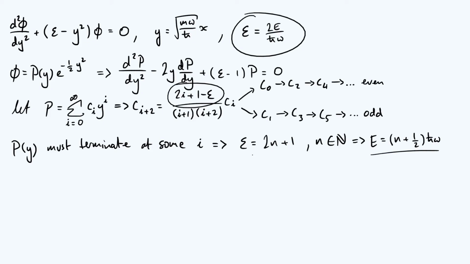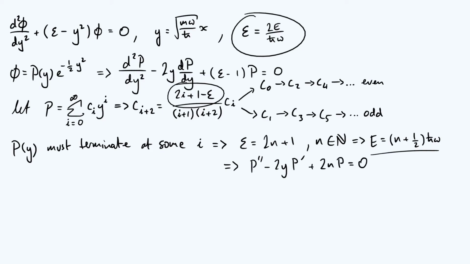And then the energy levels step up in units of h bar omega, and they just keep going higher and higher. We can also slightly rewrite our differential equation for P, that one in the middle there, because now we know that epsilon is 2n plus 1. We can substitute 2n plus 1 in place of epsilon. And so we arrive at the slightly revised differential equation P double dash minus 2y P dash plus 2n times P is 0, where n is a natural number.